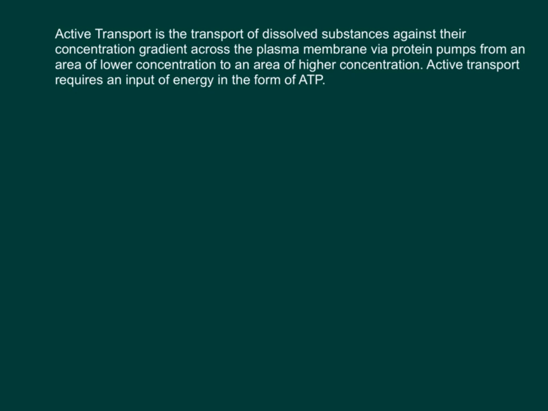Okay, so active transport is another type of transport, or another process we use to transport substances across a plasma membrane. Unlike all of the other ones, so the other ones being diffusion, facilitated diffusion, and osmosis, active transport is transporting the dissolved substances against their concentration gradient.